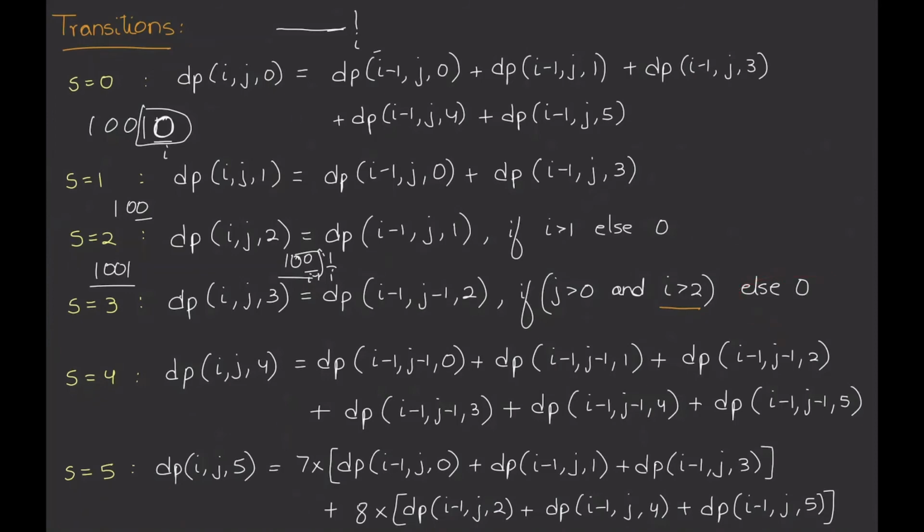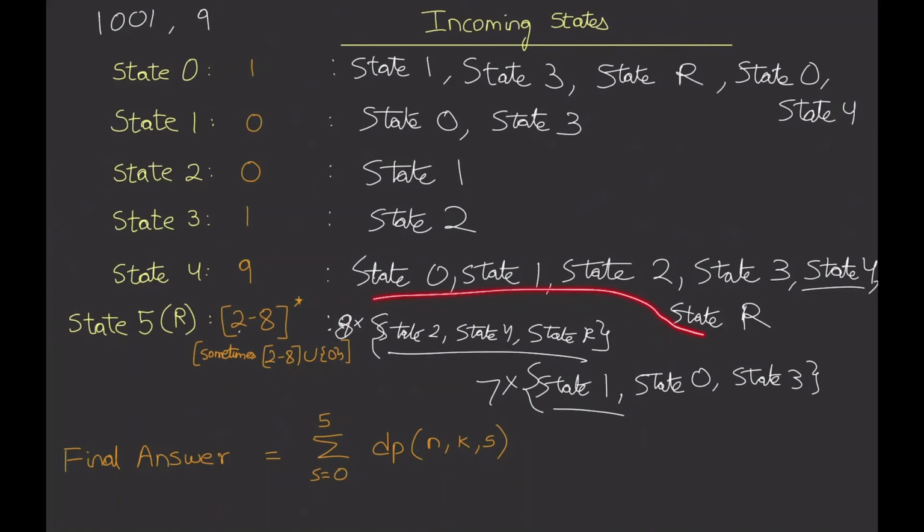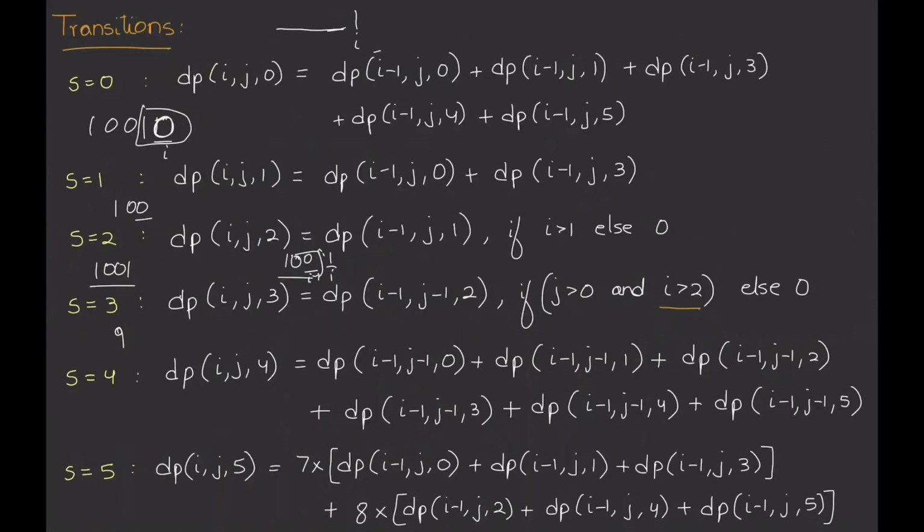And next we have state 4. That means I've seen a 9. I'm going to put a 9 here. And as you have seen from the state table, you can come to this state from any of the other states. So it's just a summation over all the states, and we also decrease the j values because we have just detected a 9, right?